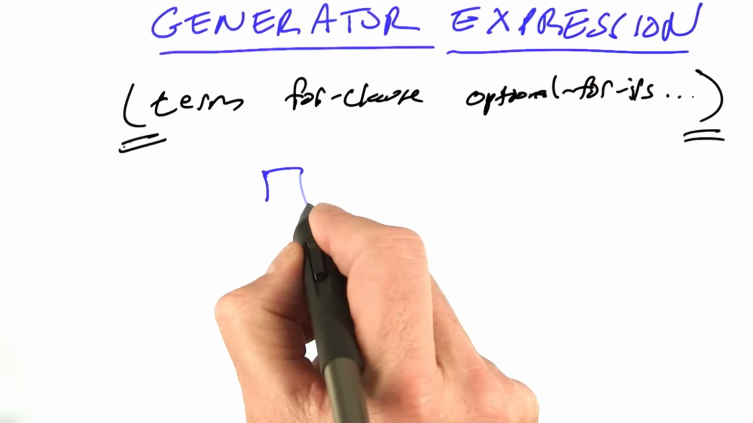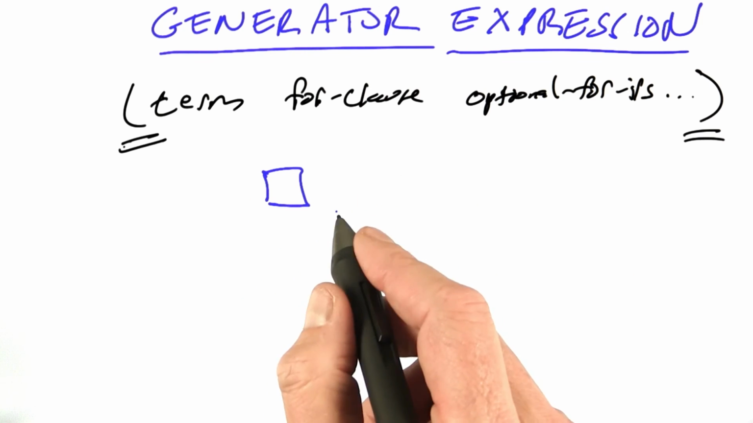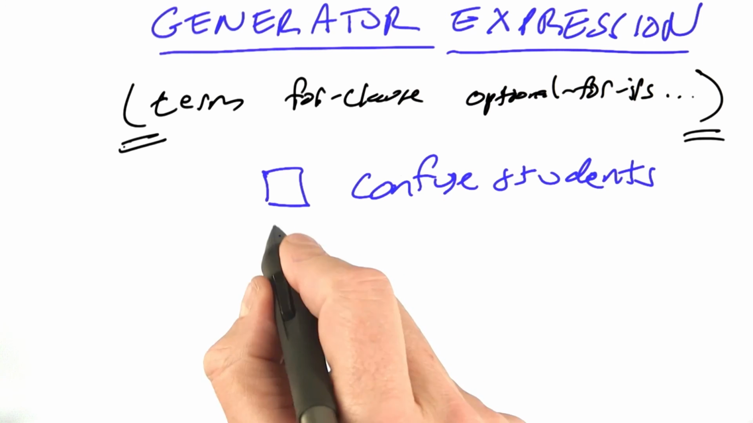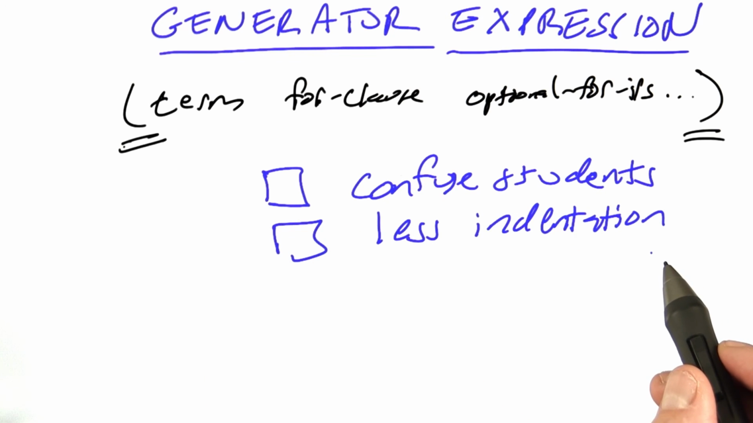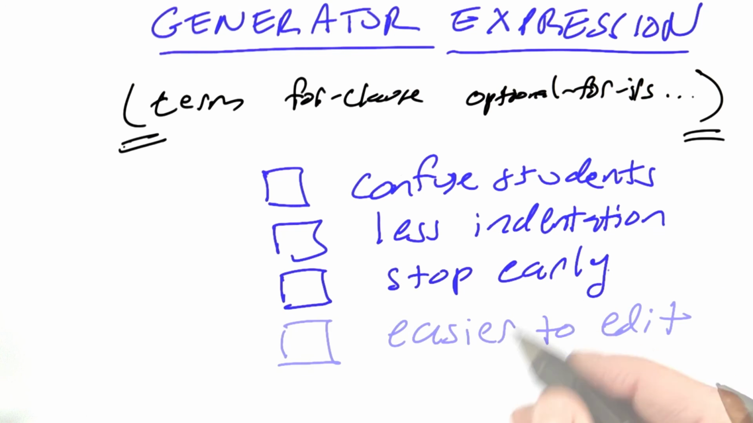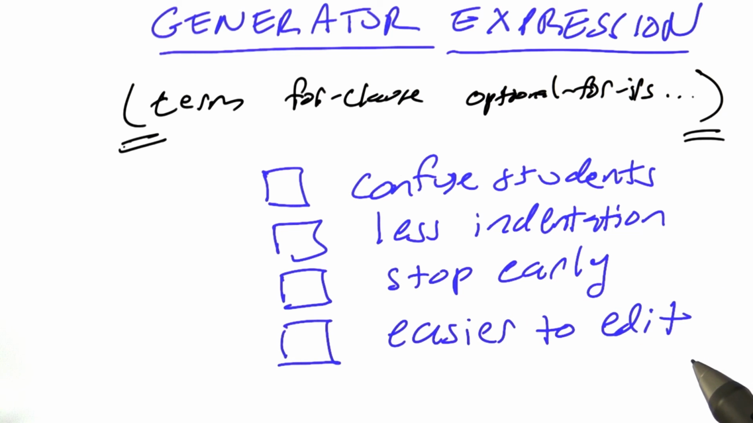Now, why do you think I chose a generator expression to implement the zebra puzzle? Do you think I wanted to confuse students, have less indentation so that the code would fit on the page, stop early as soon as I found the first result, or make the code easier to edit to move around the various pieces of the constraints and so on? So check all that apply.